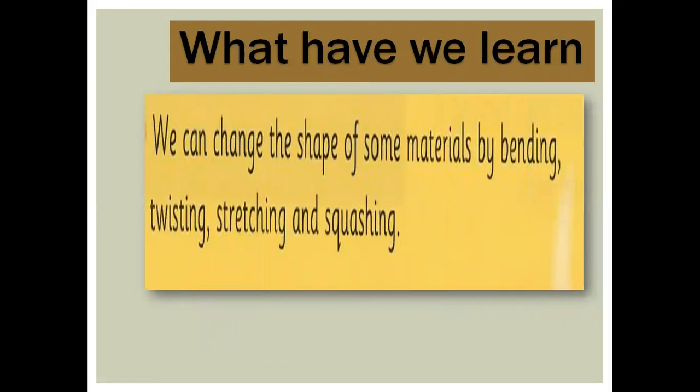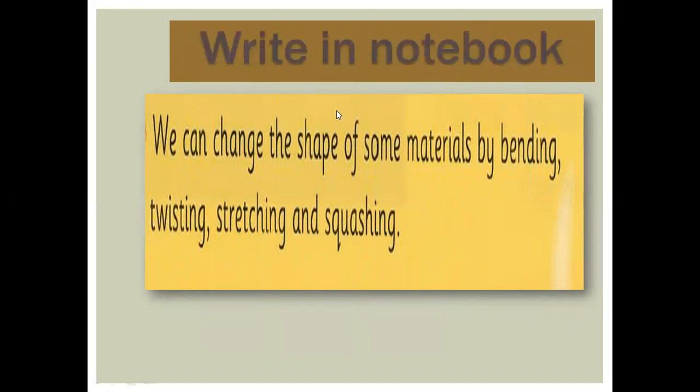So what have we learned, boys? What have we learned in this lesson? We can change the shape of some materials by bending, twisting, stretching, and squashing. So kindly write this in your notebook. The what-have-you-learned part in the science books is important because it can be called a summary of the lesson, and most of the exams or MCQs are made from these. So kindly don't miss the what-have-you-learned portion in your science lesson.